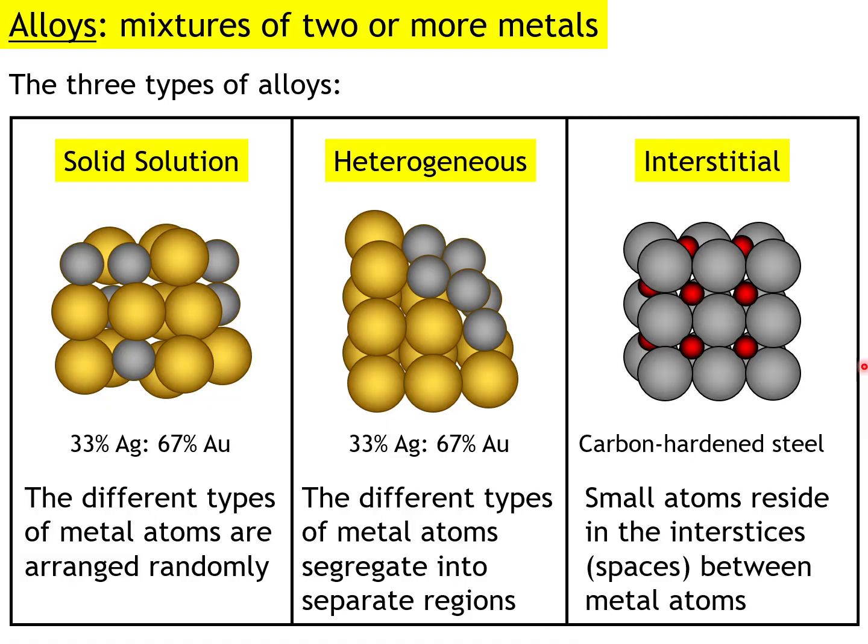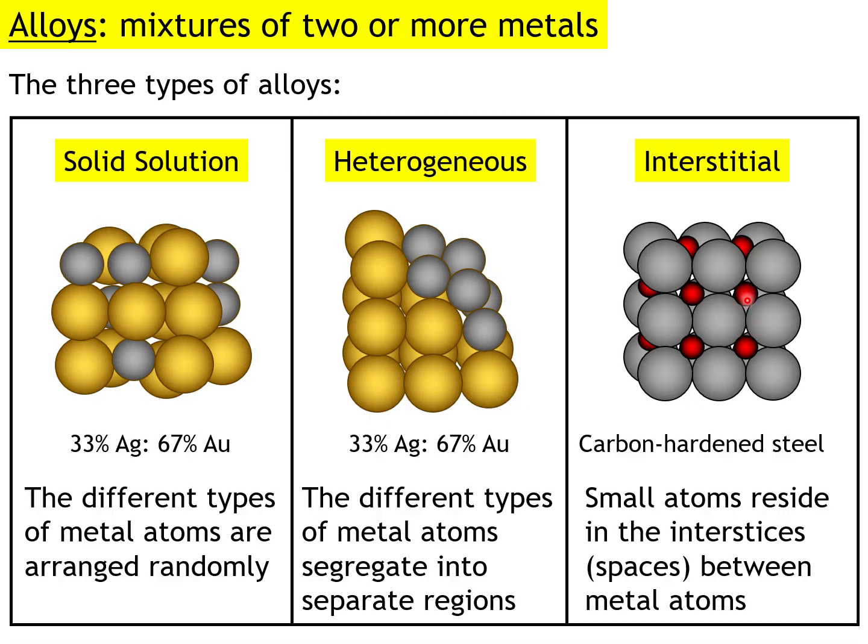And then the last one isn't really a mixture of alloys, but it is a mixture of elements. They're not chemically bonded to each other. This one is called an interstitial alloy. I'm sure you've heard of this before. An example is carbon-hardened steel. It's not bonded, so let me point at the picture. The big gray spheres are the iron atoms, and the smaller red spheres are the carbon atoms.